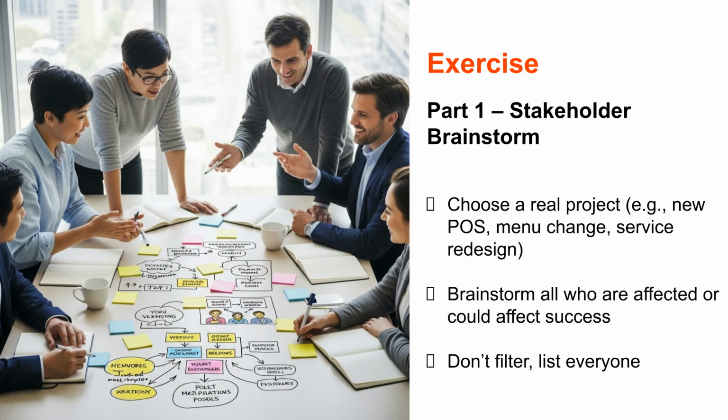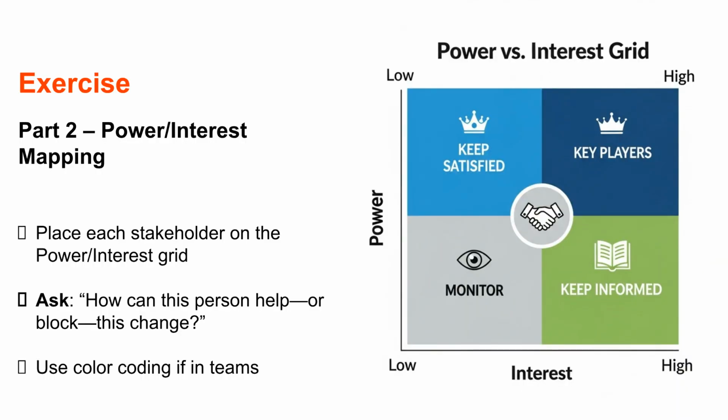In part 1 of our exercise, choose a real project and brainstorm all stakeholders who could affect or be affected by its success. Don't filter. List everyone who comes to mind. For part 2, take each stakeholder and place them on the power/interest grid. Ask yourself, how can this person help or block this change? You can use color coding if working in teams.